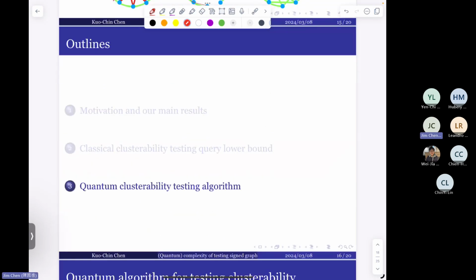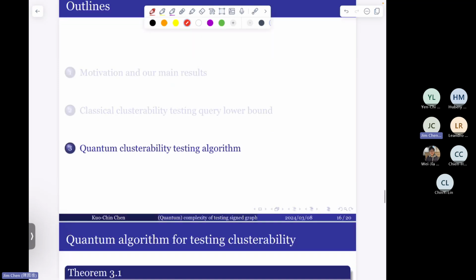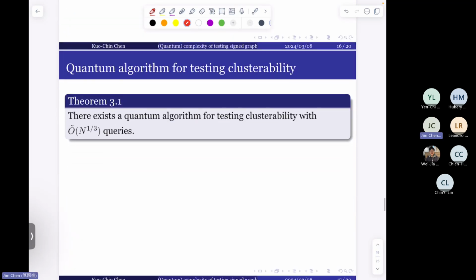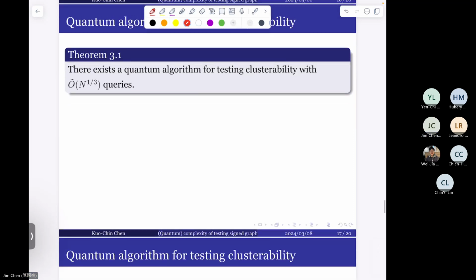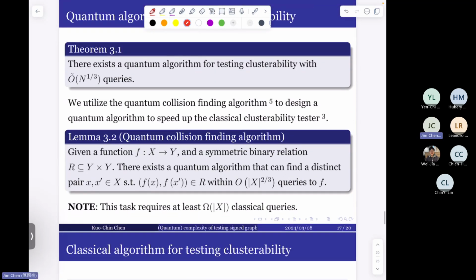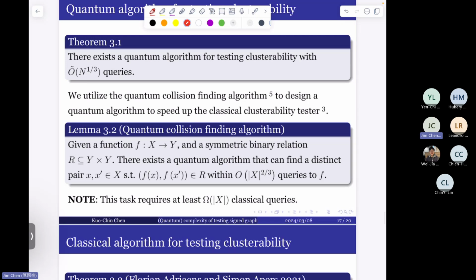So next I will introduce the clusterability testing algorithm. Okay, this is the formal description of the theorem. We have a quantum algorithm for testing clusterability with n to the 1/3 queries. Actually, we use the quantum collision finding algorithm to design an algorithm to speed up the existing classical clusterability tester.